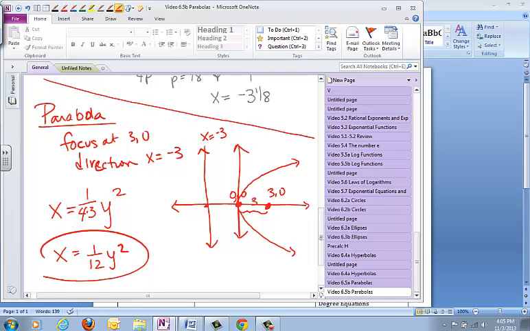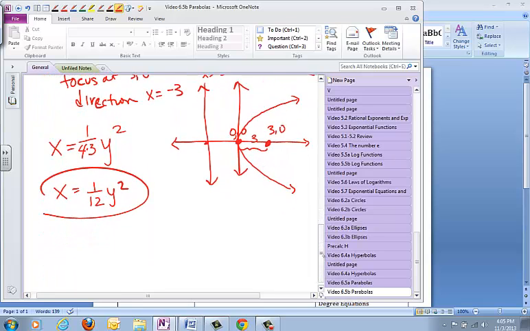Okay, so these are 3 more challenging problems. You'll have a lot more like this in the book when you do your bookwork in class.